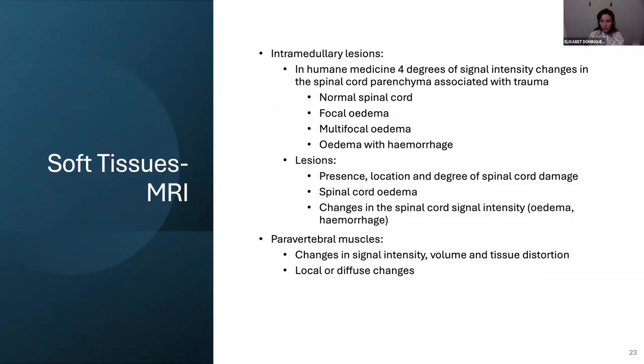Inside the spinal cord, we can see lesions, mainly on MRI, and those lesions in human medicine are divided in 4 types. The spinal cord can be normal, it may show focal edema, sometimes multifocal edema, or we can have also edema with hemorrhage, which is worse. So we will need to pay attention to all these things during our report, and also to describe and look for these changes, because it may suggest a poor prognosis. And finally, we can also look at all the muscles, because they will point out where the lesion or most of the lesions are.